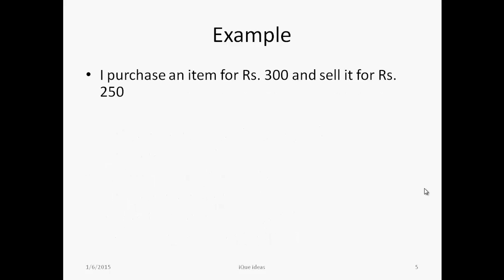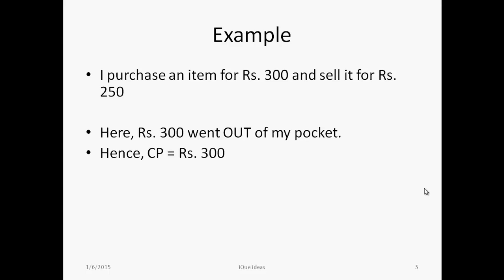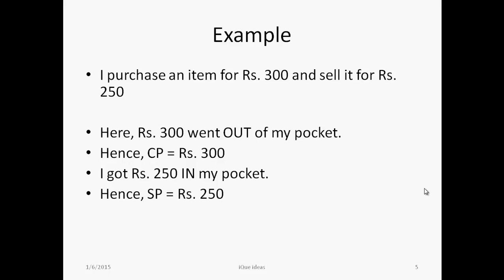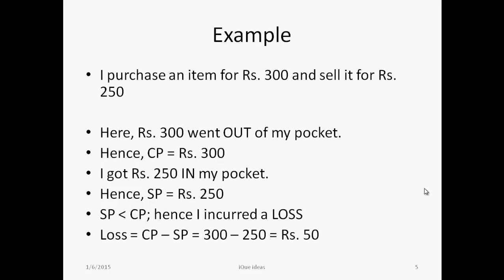Similarly, if I purchase an item for rupees 300 and sell it for rupees 250, then as rupees 300 went out of my pocket, that is my cost price, and as I got rupees 250 in, that would be my selling price. As my sale price is less than my cost price, I have incurred a loss, and this loss is the difference between the cost price and the sale price, that is rupees 50.